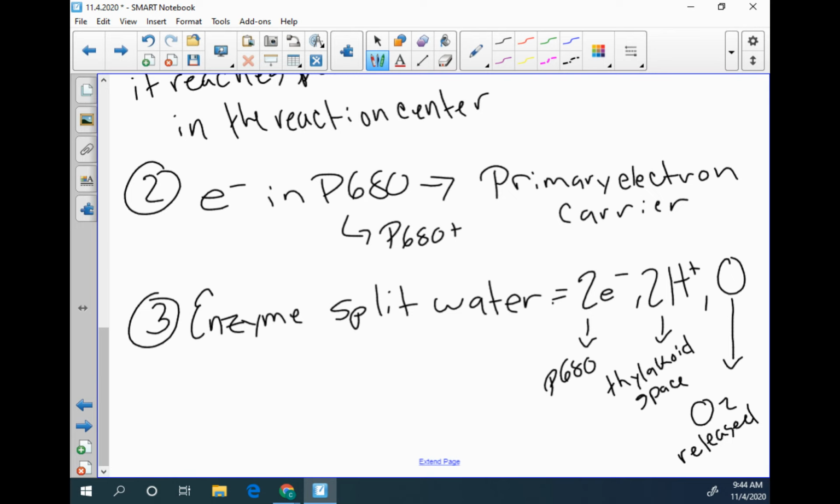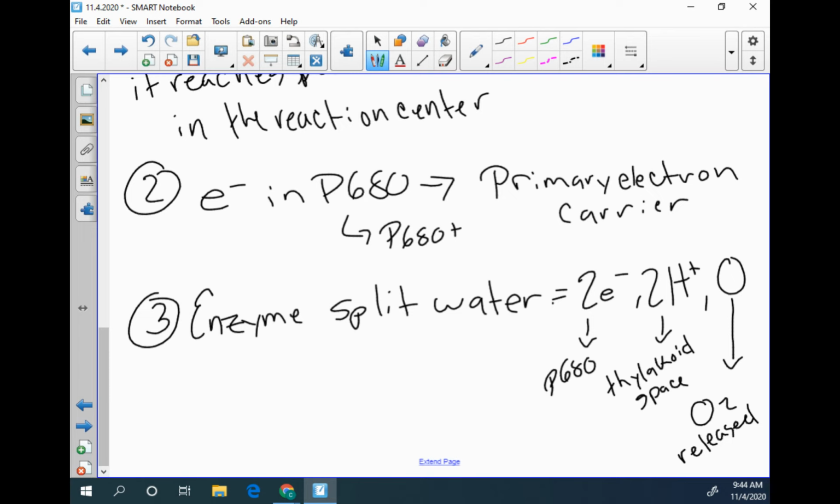So we've got 1 electron in the primary electron carrier. Then these electrons from water are going to bring P680 plus back to P680.